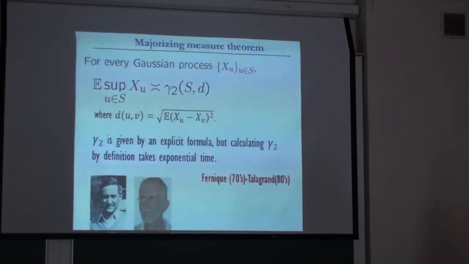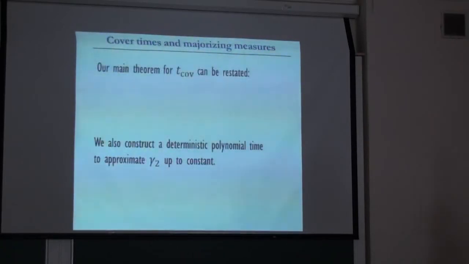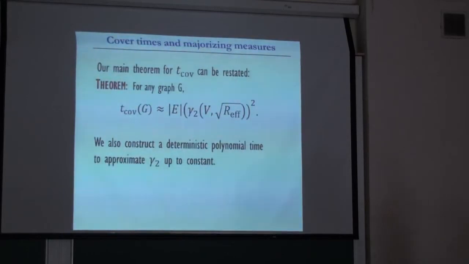Okay, and so actually Fernique proposed the formula and proved one direction. Talagrand proved the full equivalence. So because of this theorem, our theorem can be interpreted as follows. The cover time for a graph is equivalent up to constants to this number of edges times the gamma 2 functional, the majorizing measure functional of the set of vertices, where the metric, remember the natural metric for the Gaussian process, is going to be for us the square root of the effective resistance metric.